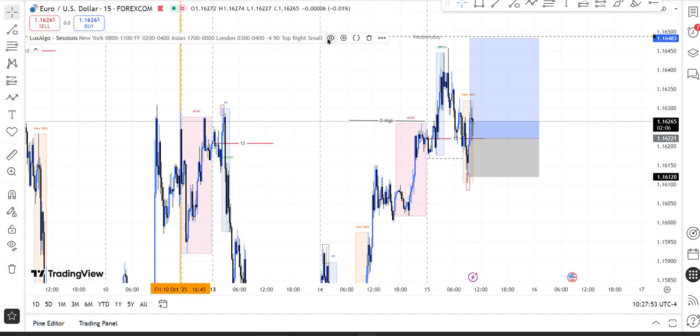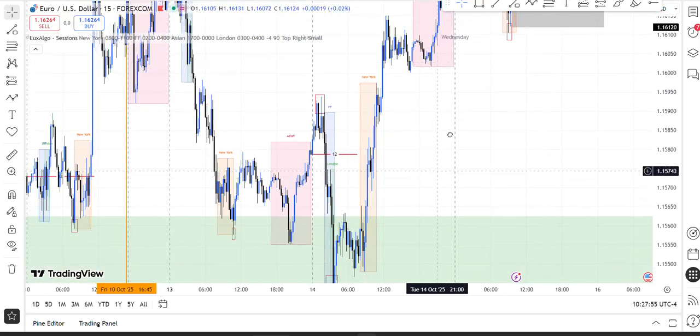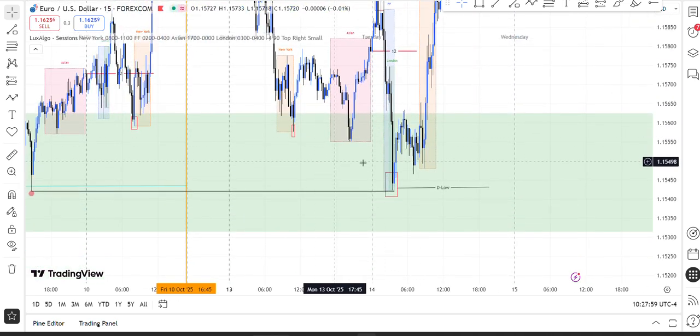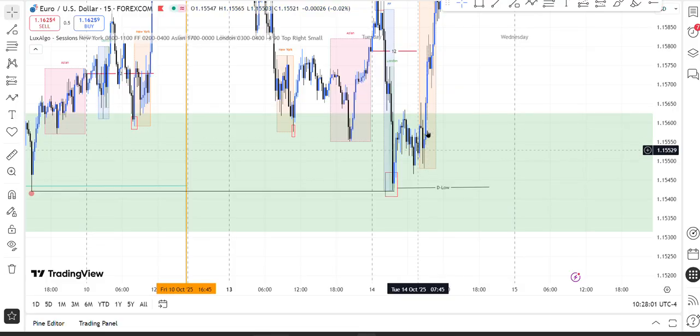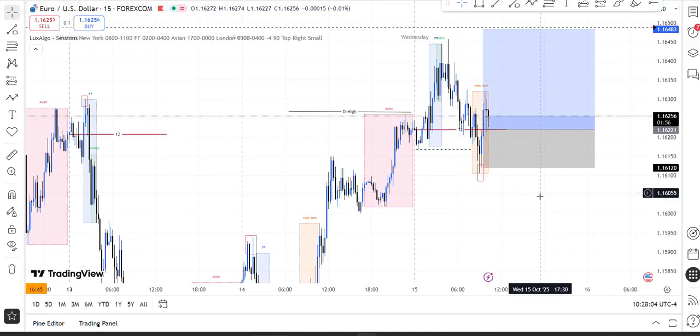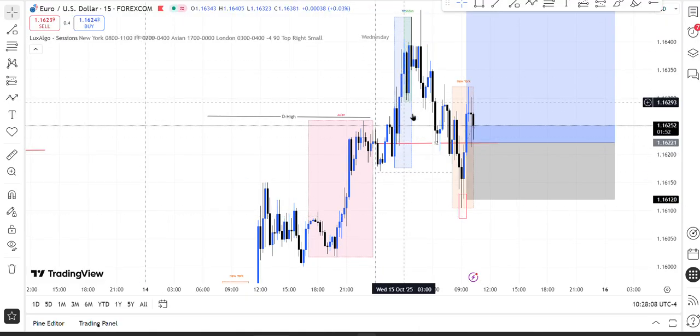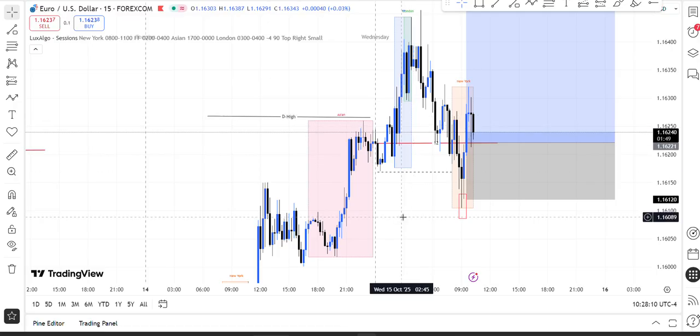So what happened today? Yesterday the New York session pushed higher. Then what happened in London? We took the previous day's lows and then gave a change of character. In New York we got a good trade, pushing higher. Today what happened here is we had a London formation here. We didn't do much about it.